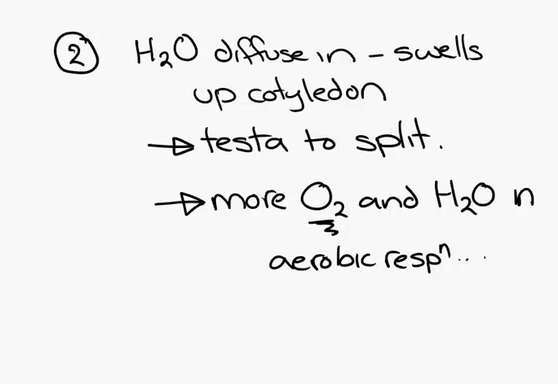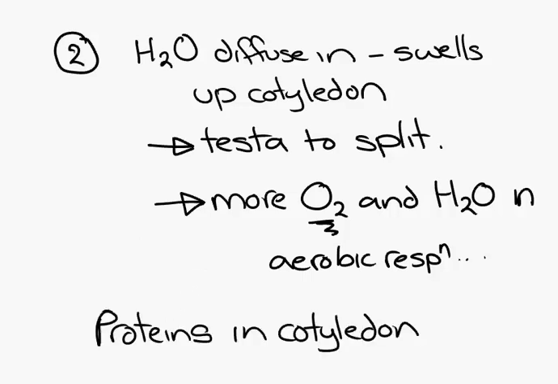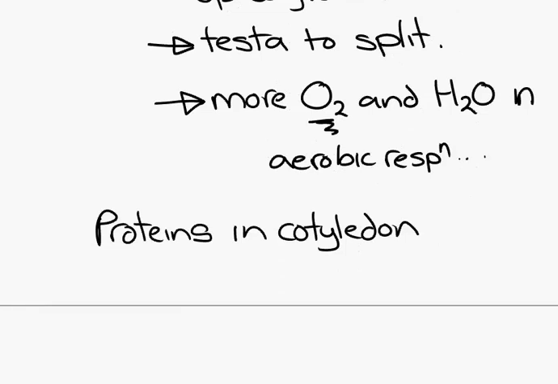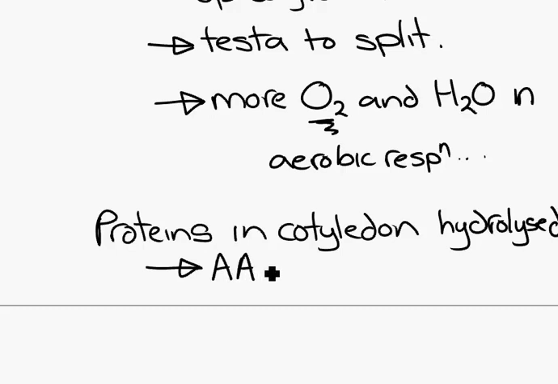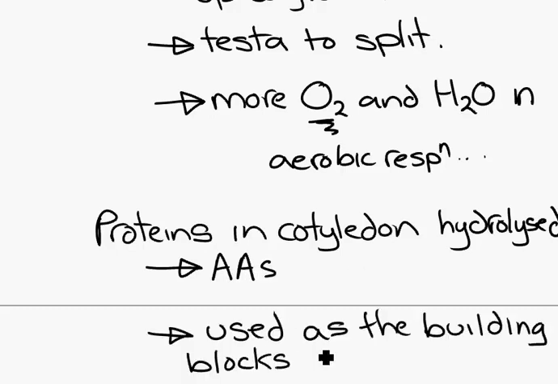One more thing to mention is that at some point, with water also in there, the proteins inside the cotyledon will be hydrolyzed. Hydrolyzed, look up hydrolysis, water splitting, opposite of condensation, into amino acids, which are then used as the building blocks for the developing plant. Until we get to the sun and can create our own, we have to have these ready to go and provided.